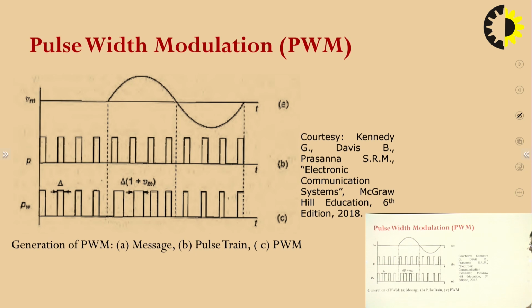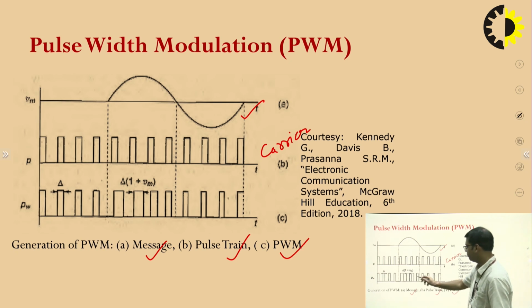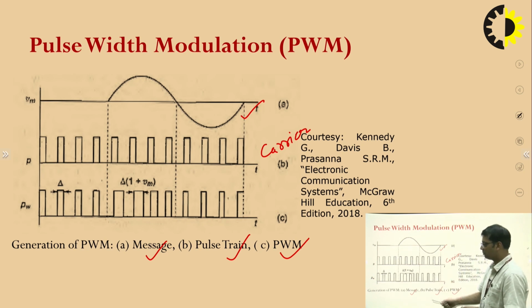This is the waveform for pulse width modulation. Here this is our modulating signal. The modulating signal is also known as the message signal. Then we have a train of pulses, which is your carrier, and then we are getting the pulse width modulated waveform. Here we can see the width of these pulses is varying.